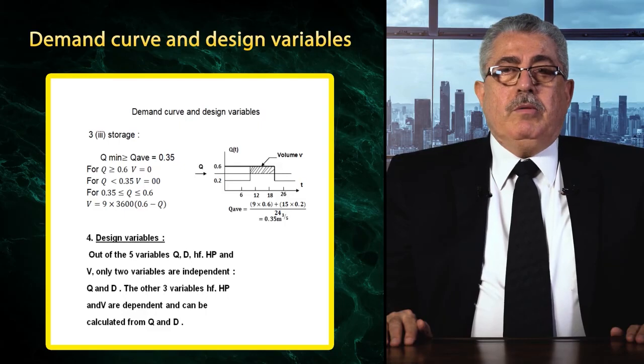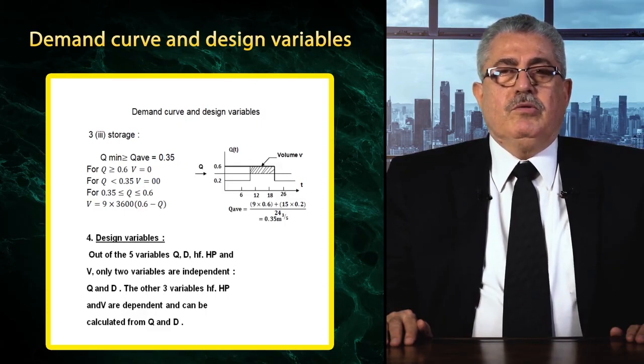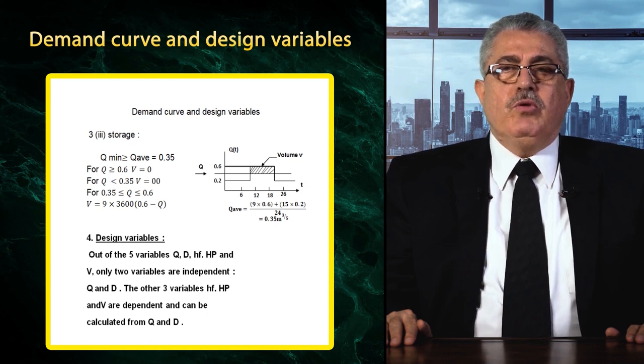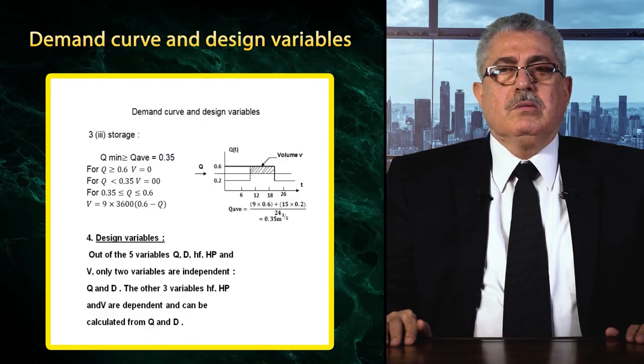If we look at the problem, we distinguish between 5 different variables. For the trunk main, the discharge, the diameter, and the head loss, in addition to the storage volume in the tank and the pump horsepower.